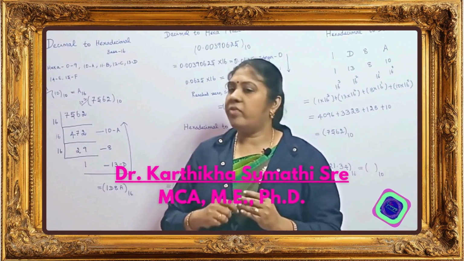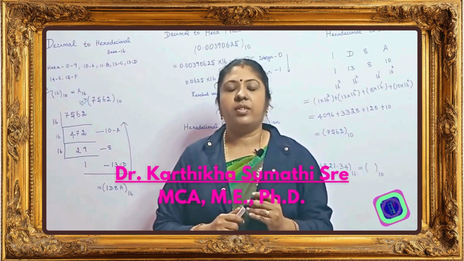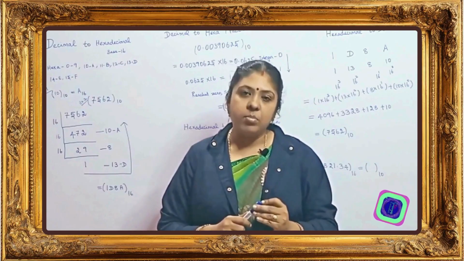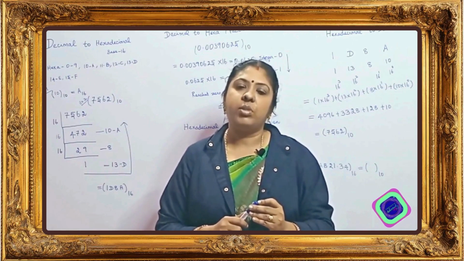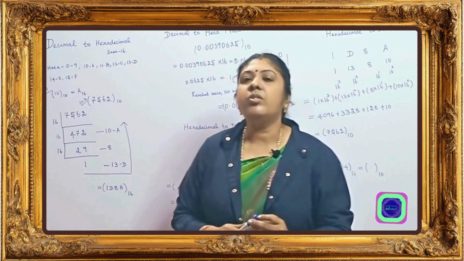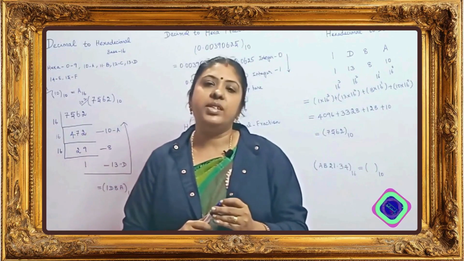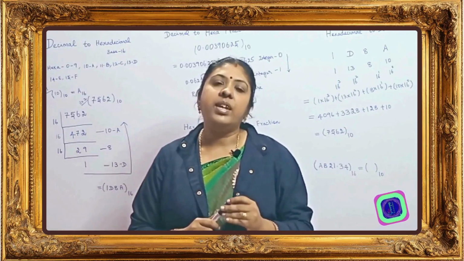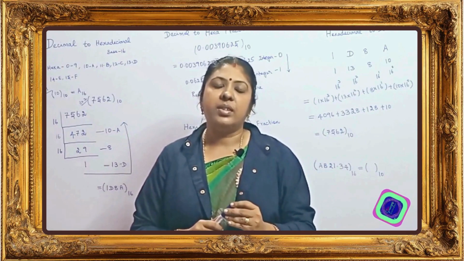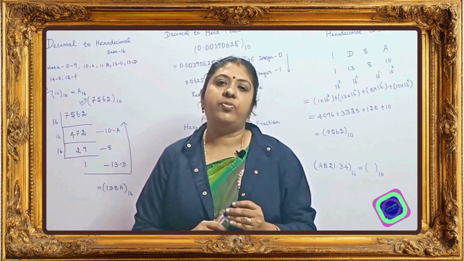In today's video, we are going to talk about 2 types of conversions, that is decimal to hexadecimal and hexadecimal to decimal. We all know that the decimal system consists of digits 0 to 9, whereas the hexadecimal system consists of digits from 0 to 15.